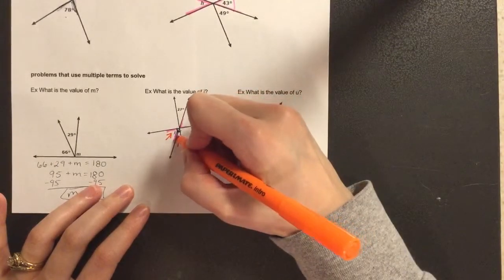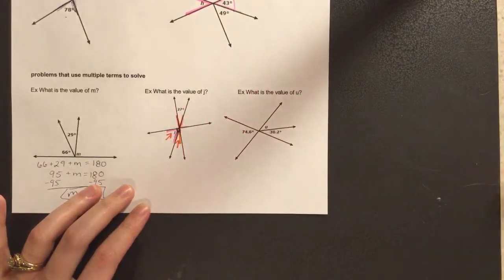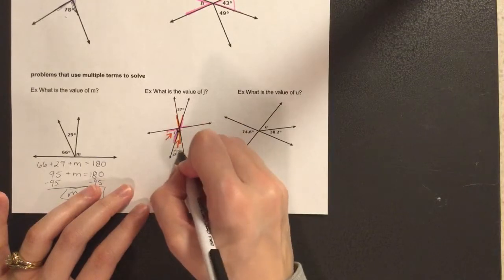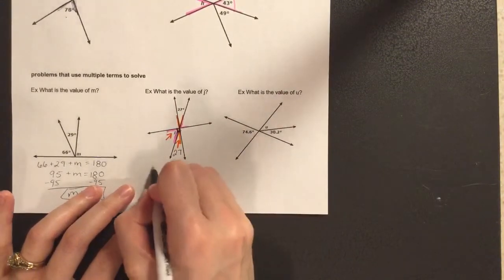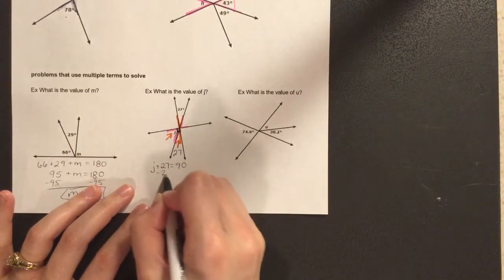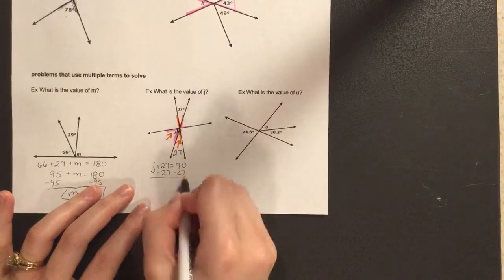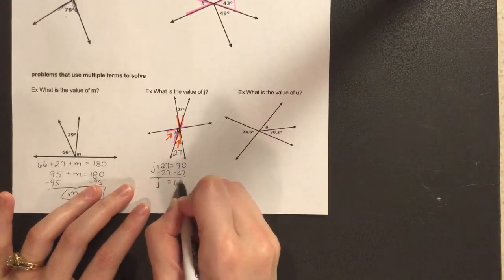Well, if you look over here for this angle right there, it is vertical to that 27 degree angle. So we can say that this angle right here is 27 degrees. Now I've got a pair of complementary angles. So I can say J plus 27 is going to give us 90. Subtract 27 from both sides, and then J is going to be equal to 63.